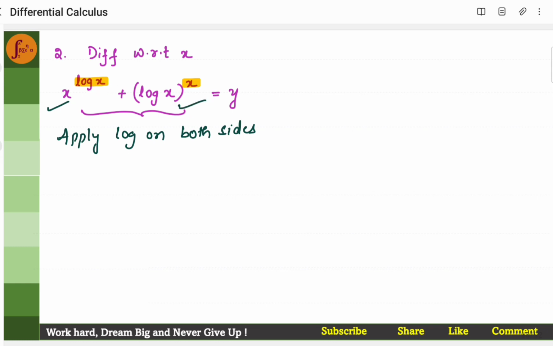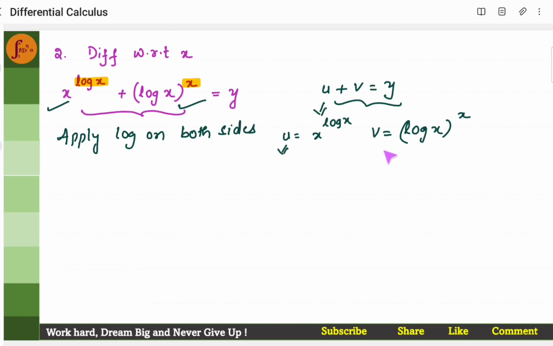That is, we'll call this u plus v is equal to y. What is u? u would be this function, x to the power log x. This is u, and v we'll say is log x to the power x. We'll write the function like this. Now we'll separately differentiate and apply log. So we'll take the first function, u is equal to x to the power log x.